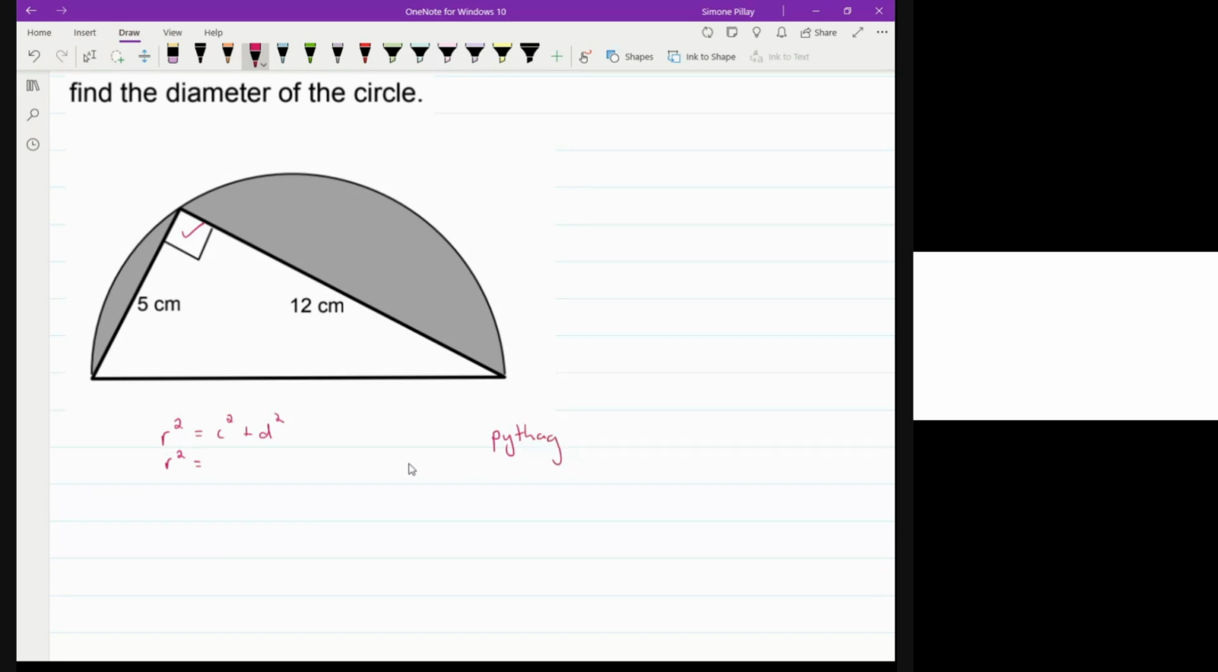And then, ma'am, I'm gonna substitute my c with 5 squared and my d with 12 squared. And then, ma'am, I'm gonna say r squared is equals to 25 plus 144. Then r squared is equals to 169. We square root both sides, and so therefore r is equals to 13.